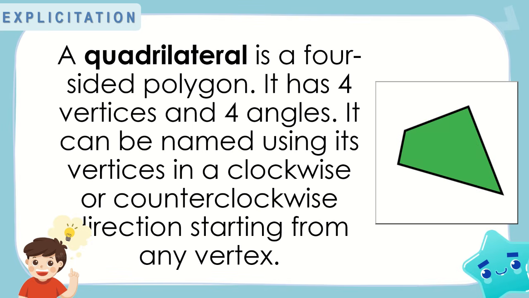A quadrilateral is a 4-sided polygon. It has 4 vertices and 4 angles. It can be named using its vertices in a clockwise or counterclockwise direction, starting from any vertex.